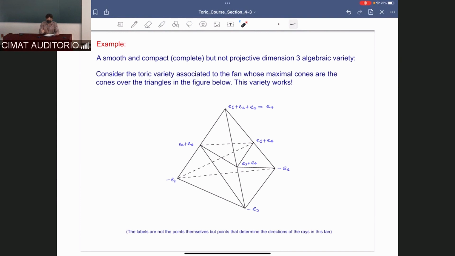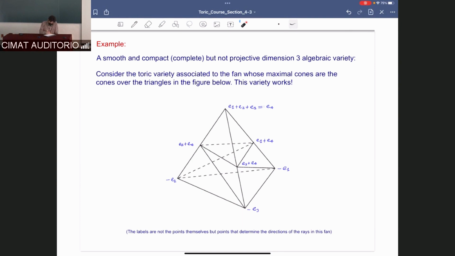We can already do it in dimension 3. So something that is smooth, complete, meaning compact, and not projective. Many people know examples of these things, but one of the easiest examples to give is using toric geometry. This one is from Fulton's book.